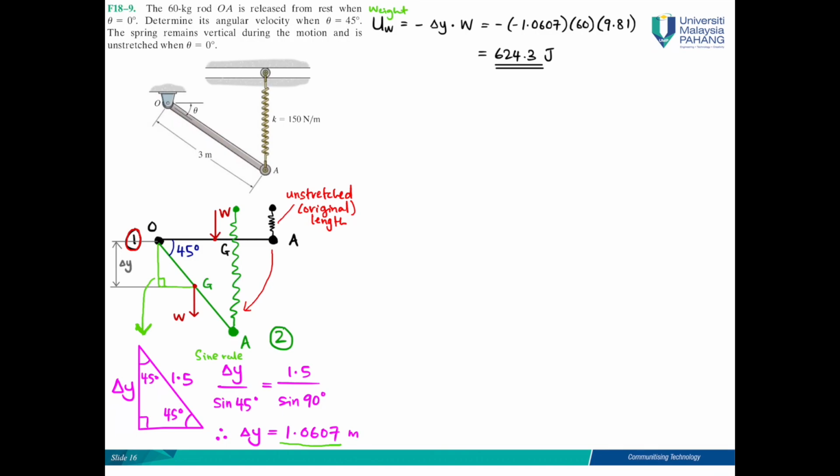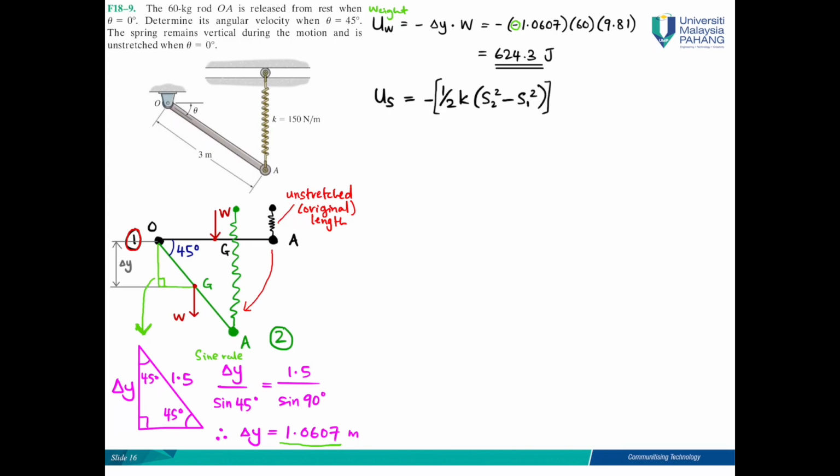The work done by the weight is minus delta y times W, and in this case, because the rod is traveling down, you have delta y as minus, and because of minus and minus it becomes positive. As I have mentioned in the previous tutorial video, if the rigid body is traveling down, then the work done by the weight will be positive, whereas if the rigid body is traveling up, then the work done by the weight will be negative. So you have a positive work done by the weight here, 624.3 joule.